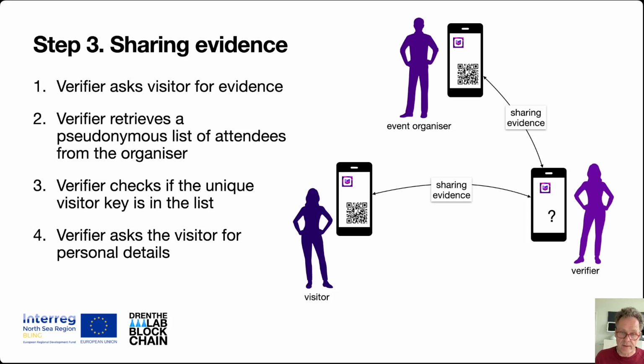The app of the verifier matches the event given by the visitor to the verifier with a list of unique visitor IDs that the event organizer is sharing. So no personal information is shared in this stage of the process. And that could be enough for the verifier. The verifier could say, okay, I don't know exactly who you are or your details, but I can see that your unique visitor ID matches with the list that I received from the event organizer.